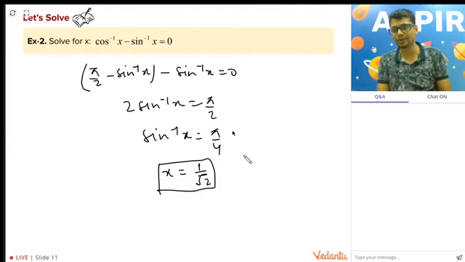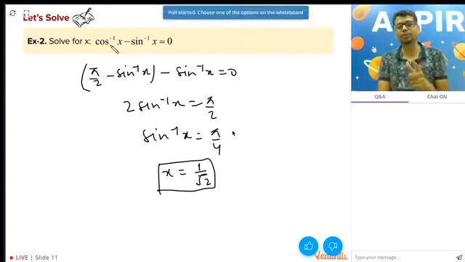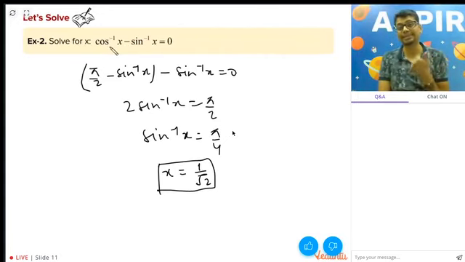Sahil, you are right. Animesh, you are right. Let me take a quick poll. Very simple, right? Basically it is cos inverse x equal to sine inverse x. So convert everything to one term. Cos inverse x you can write as pi by 2 minus sine inverse x, or you can even convert sine inverse x to be pi by 2 minus cos inverse x.